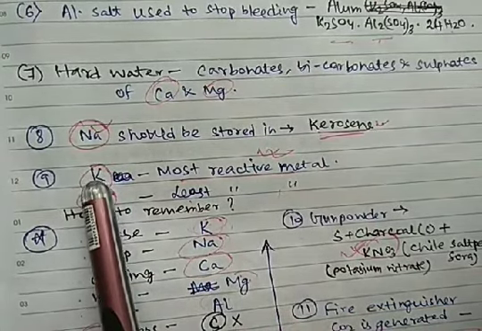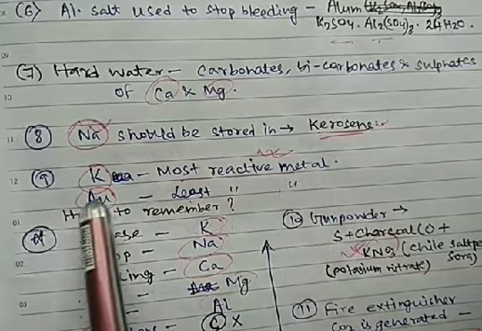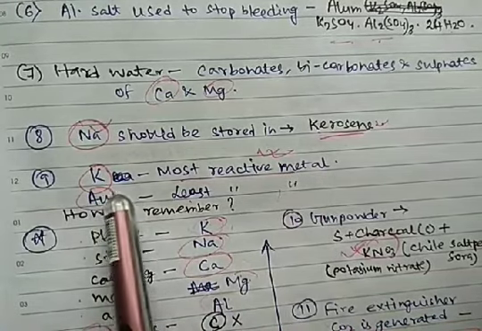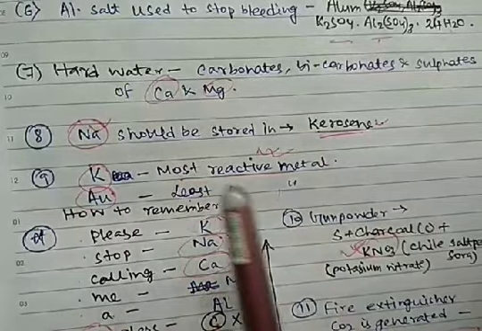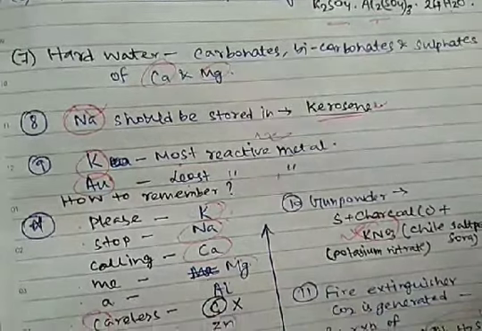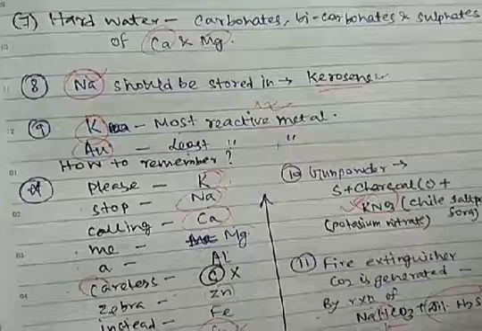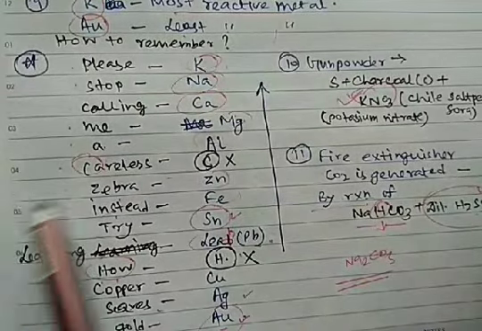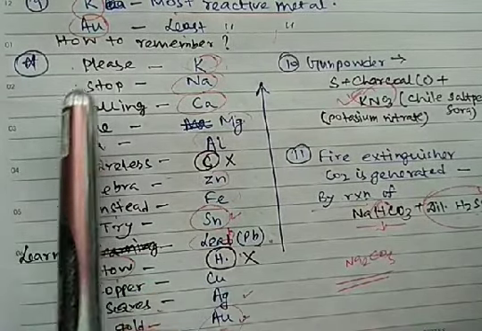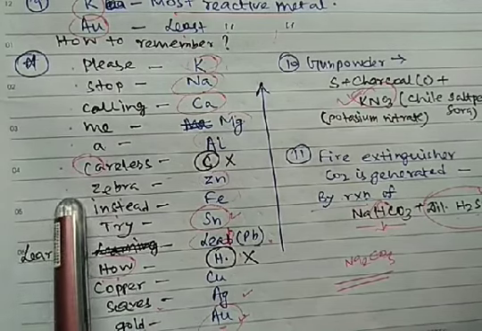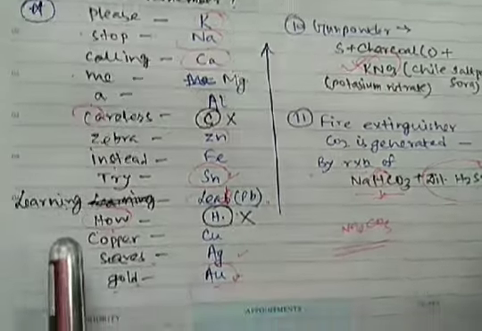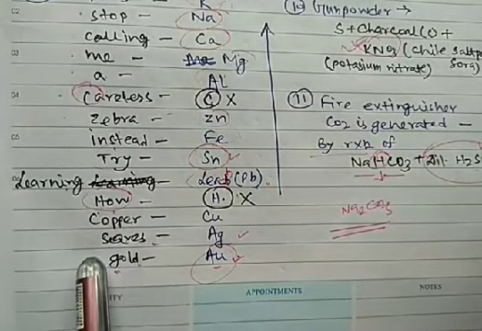Potassium, K, is the most reactive metal, and aurum, that is gold, is the least reactive metal. How to remember the reactivity series? I have a formula for this one. I took it from the internet. The formula is, please stop calling me a careless zebra. Instead, try learning how copper shapes gold.